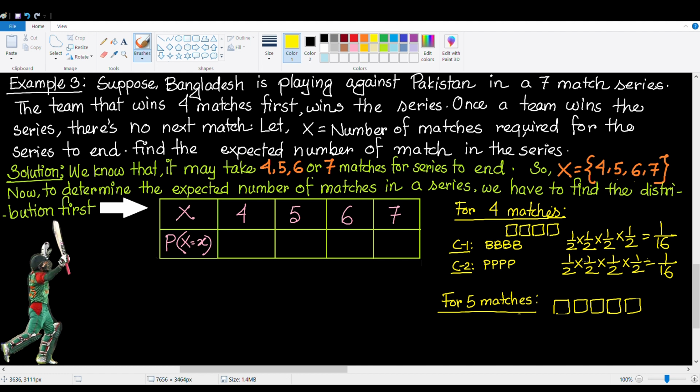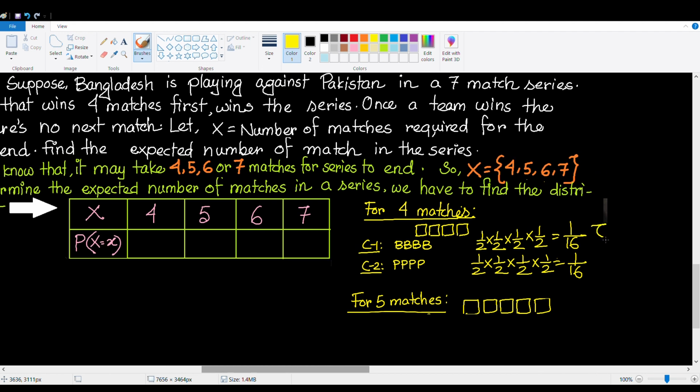Now, finally, we can say that the probability of the series to end in 4 matches equals 1 by 16 plus 1 by 16, right? We got it from P of C1 plus P of C2. Okay, so it's 1 by 8. So this is 1 by 8. Let's put 1 by 8 here.